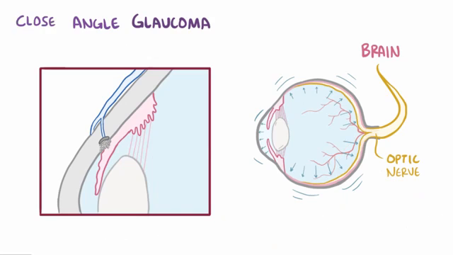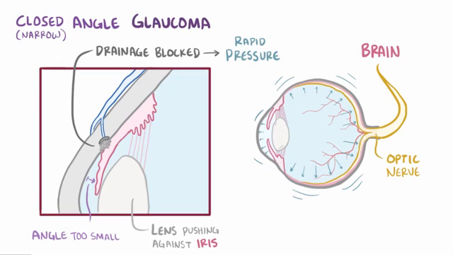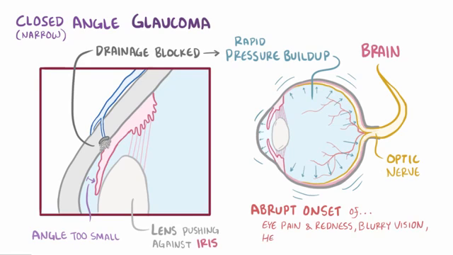Another type of glaucoma is closed angle glaucoma, also known as angle closure glaucoma or narrow angle glaucoma. And this is due to the angle between the iris and the cornea being too small, meaning that the passageway for aqueous humor outflow is too narrow, and this is as a result of the lens being pushed against the iris. The result of this is that the drainage system gets blocked again, but this time causes a rapid buildup of pressure within the eye, which can cause abrupt onset of severe eye pain, eye redness, blurry vision, headaches, nausea, and visual halos.